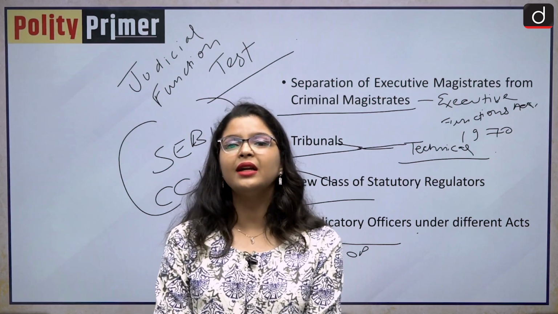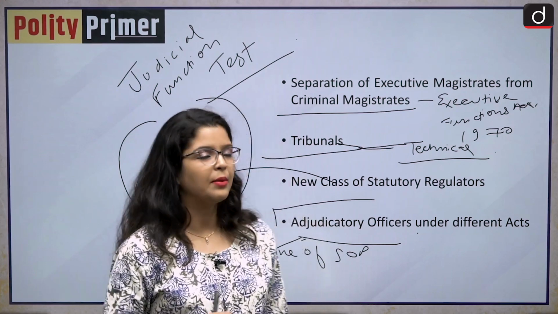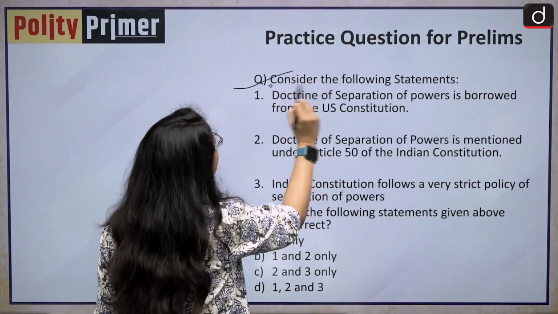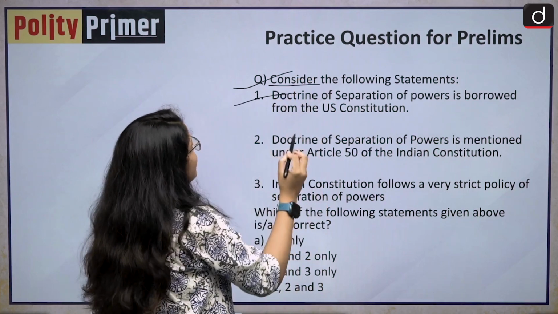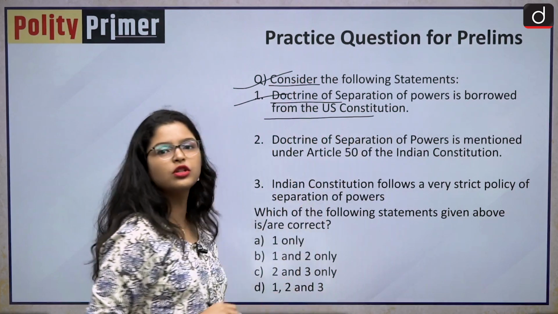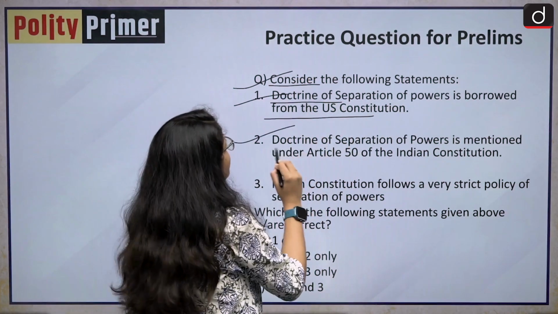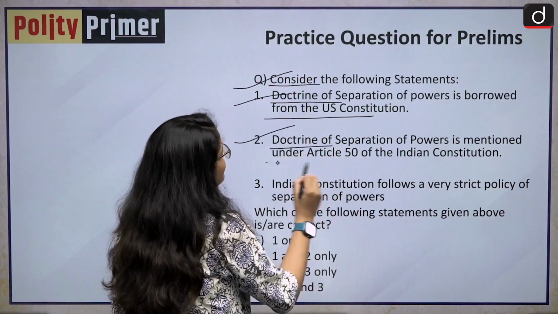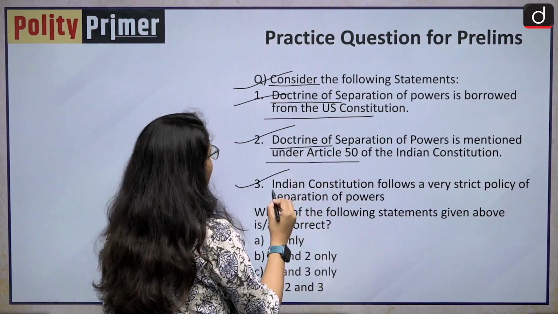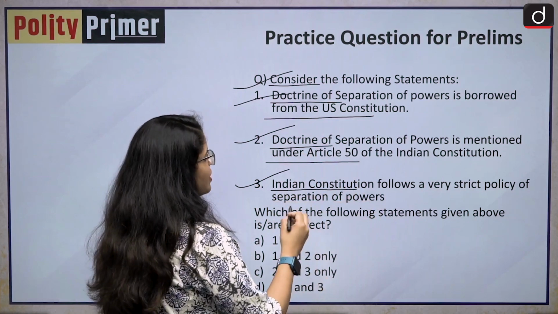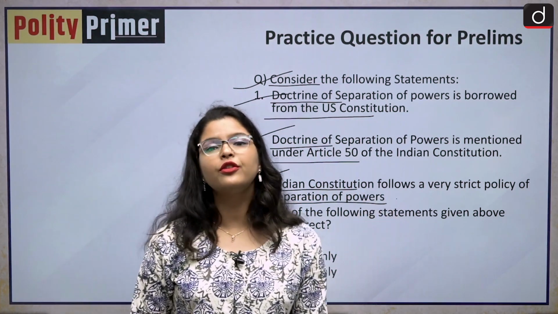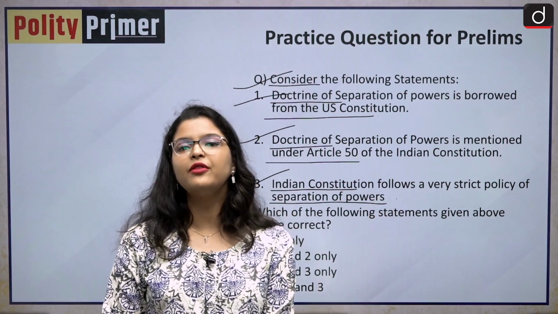Now let us understand a practice question for your prelims examination. The question is, consider the following statements. Statement number 1 is doctrine of separation of powers is borrowed from the US Constitution. Statement number 2 is doctrine of separation of powers is mentioned under Article 50 of the Indian Constitution. Statement number 3 is Indian Constitution follows a very strict policy of the separation of powers. Which of the following statements given above are correct?